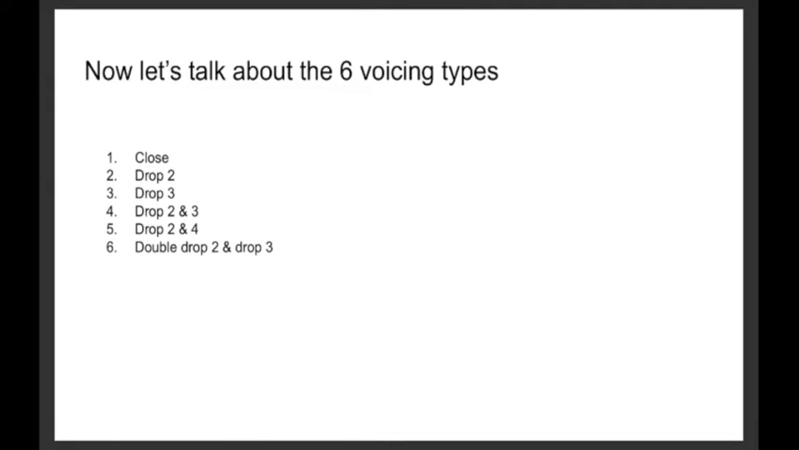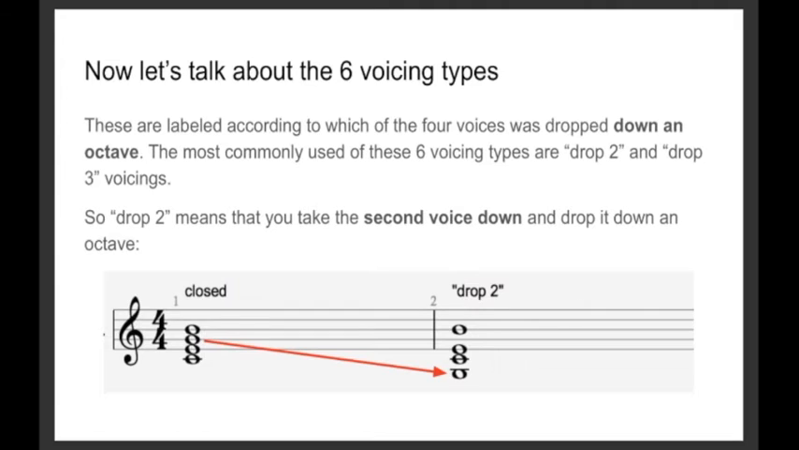Okay. So basically, this is similar to the idea of inversion, but instead of rotating it so that the first thing is now at the end, going up an octave, to create a drop 2, we're going to take the second voice down from the top, and we're going to drop it an octave. Okay, so on the left here with the closed voicing, we have C, E, G, B, and we take the second voice down, that G, and move it down an octave. And so that's our drop 2 voicing.